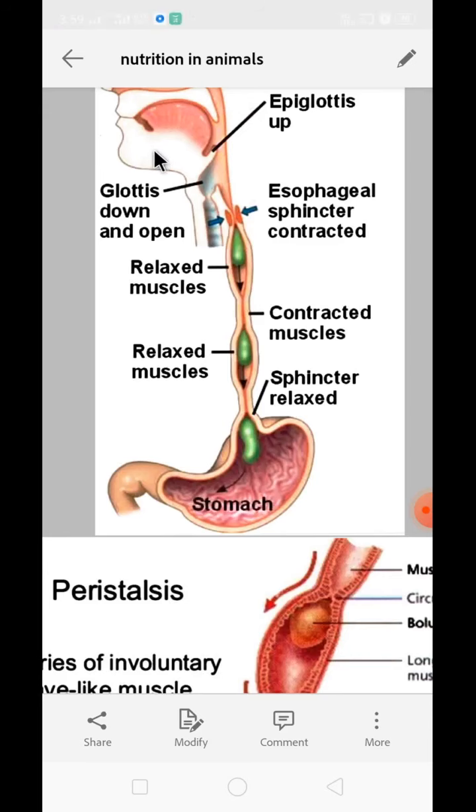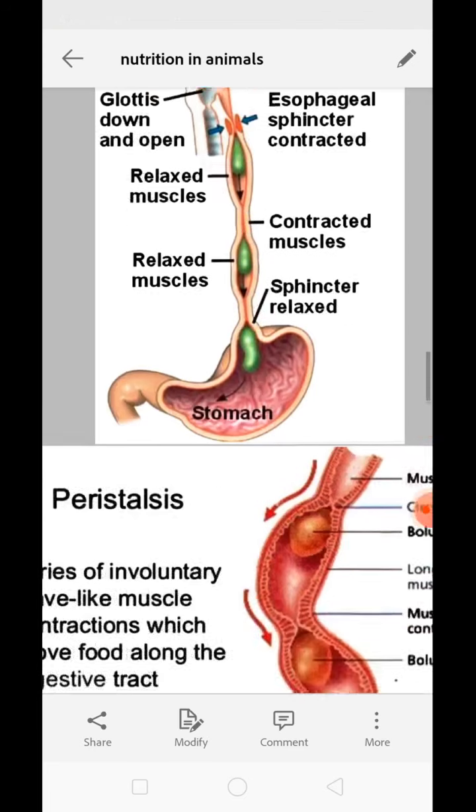Clear? Food moves down along the length of the alimentary canal by peristaltic movement of the esophageal wall. When the direction of peristaltic movement is reversed by some factor, food or anything which can cause this, the food is pushed from the stomach to the esophagus, and from the esophagus to the mouth with great force, and it leads to vomiting. Understood? When the food is pushed from the stomach to the mouth, this type of movement is called anti-peristaltic movement. Clear? Now next is the stomach.